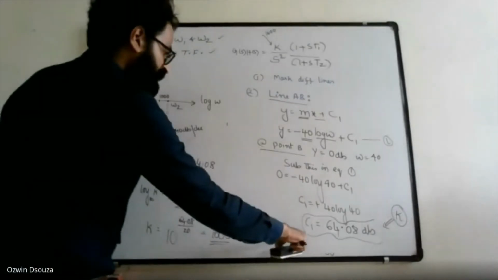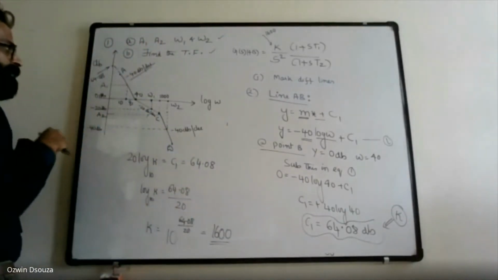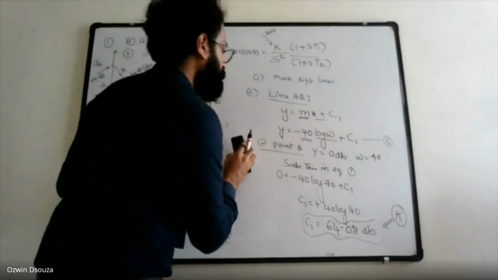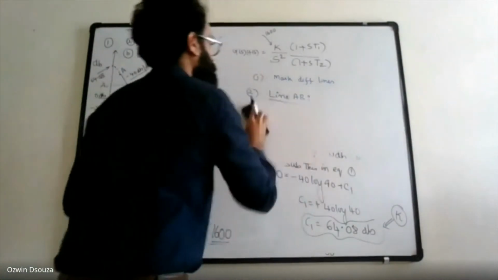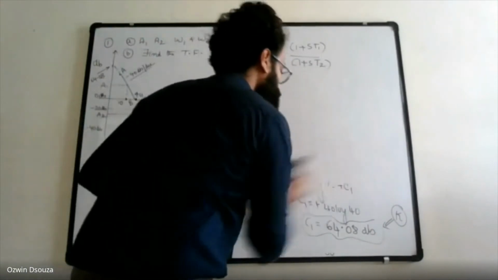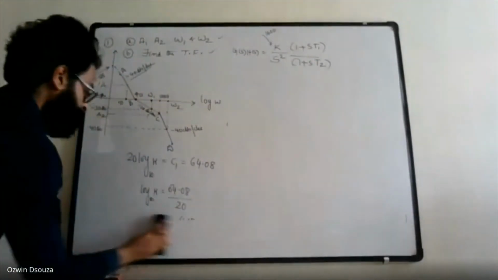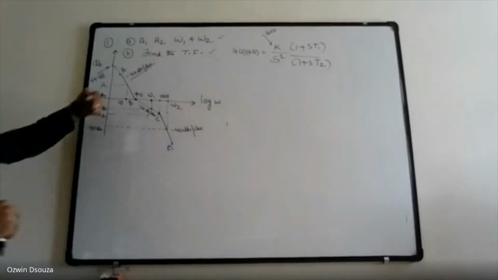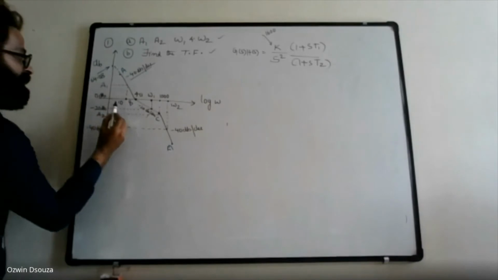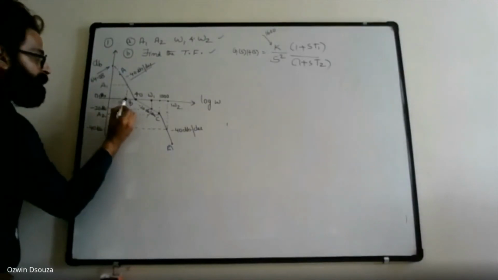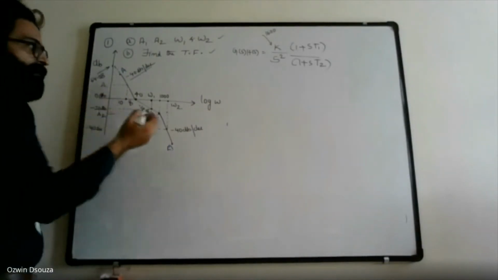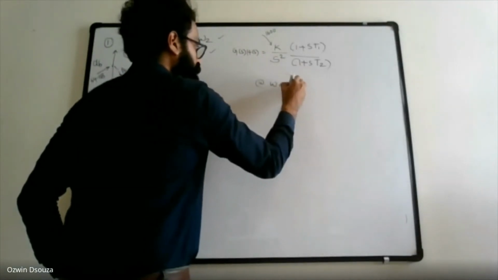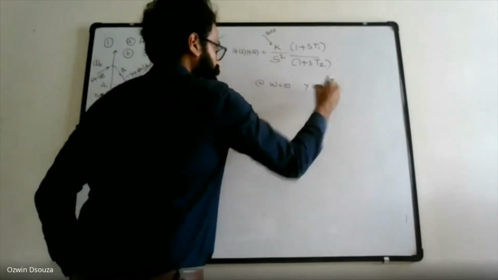So keep this answer aside. We need it because we need to find some unknown A1 in line AB, right? Then you can also see that at omega equal to 10, the magnitude is found to be A1. So you can write at omega is equal to 10, y is equal to A1.